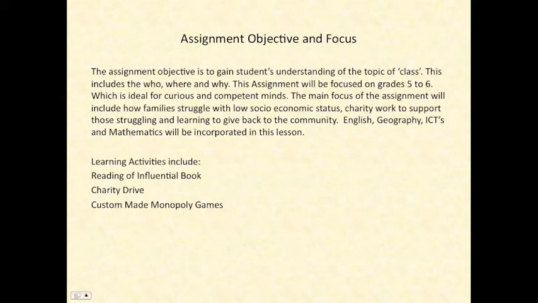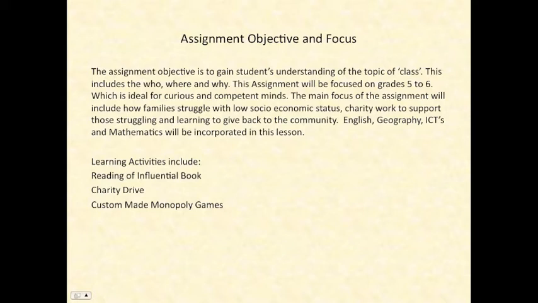When children reach these grades in their learning, they will be able to comprehend different situations and the severity of them if they are taught to the students in the correct manner. The main focus will cover the topic of class, how families struggle with low class, charity work to support the families in need, and learning to give back to the community. Geography and ICT skills will also be learnt from this topic.